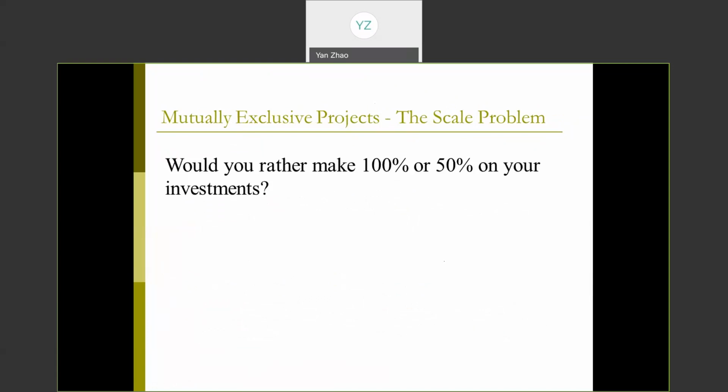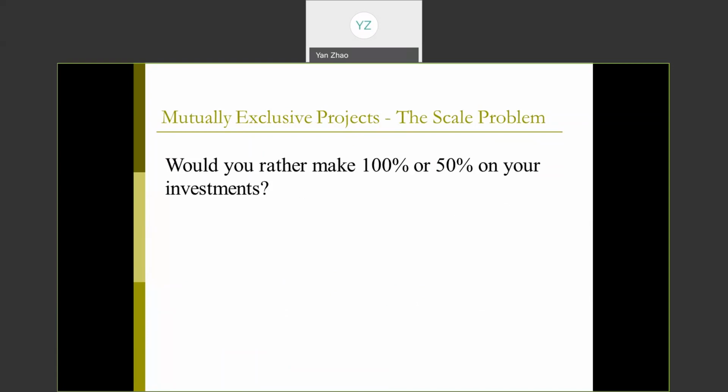So for mutually exclusive projects, the scale problem. Now you have two projects to choose from. One project pays you 100% return. The second project pays you 50% return. And they are mutually exclusive, meaning you can only pick one. Which one do you pick?